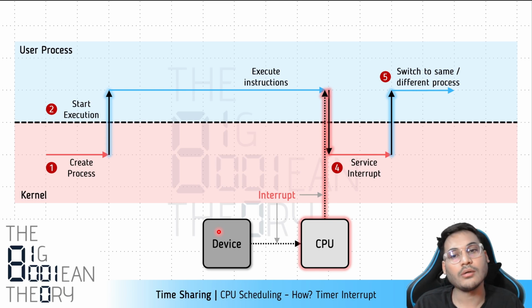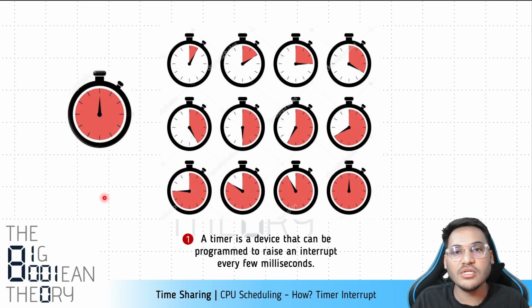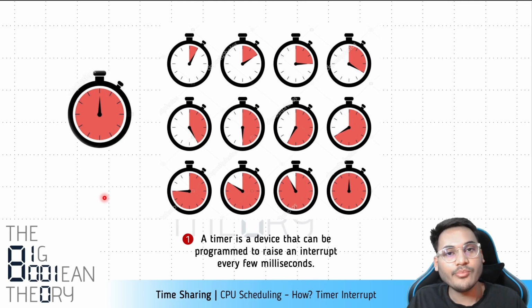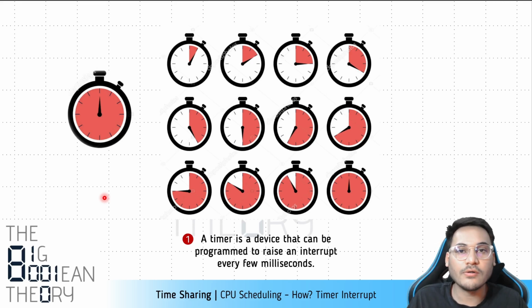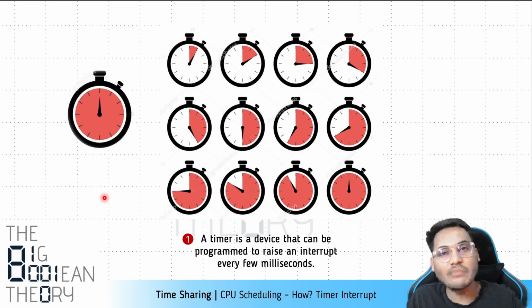Now, having recalled the concept of interrupts, let's understand what a timer interrupt is. A timer is a device that can be programmed to raise an interrupt every few milliseconds. What does that mean? We are all familiar with timers, and we use them in our daily life too. For example, let's say you're cooking something. You want to boil water, but only for 5 minutes. Let's say you are boiling eggs, and you know that the egg will boil in 5 minutes. If it is less than 5 minutes, then it would be undercooked.